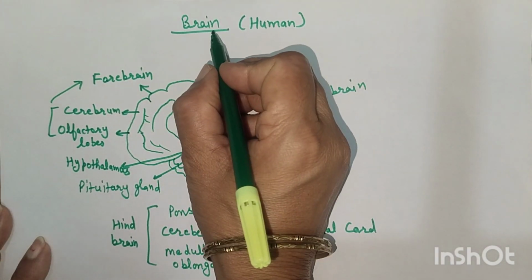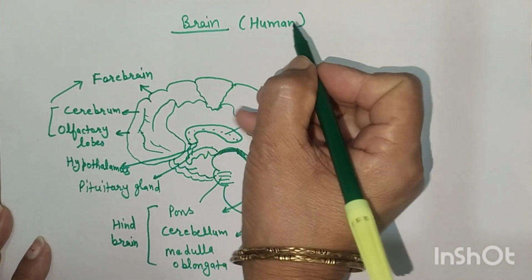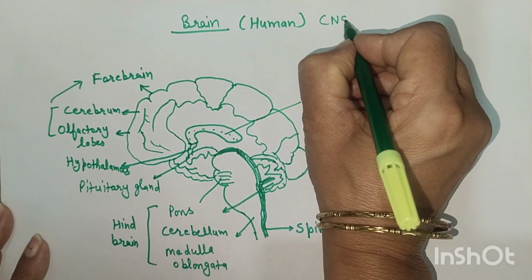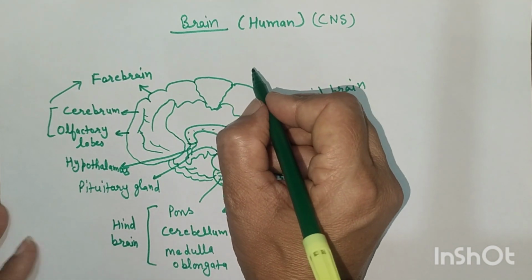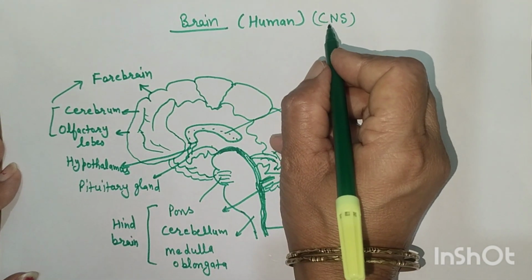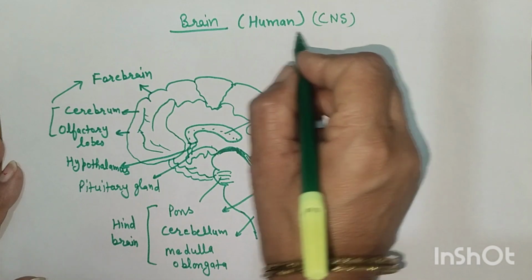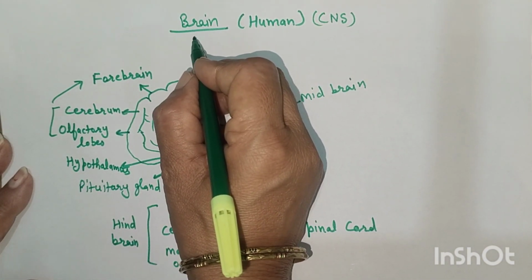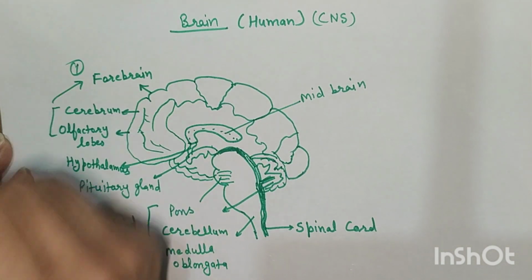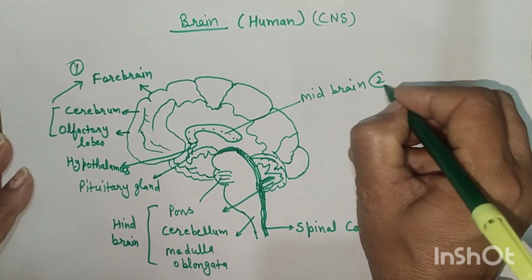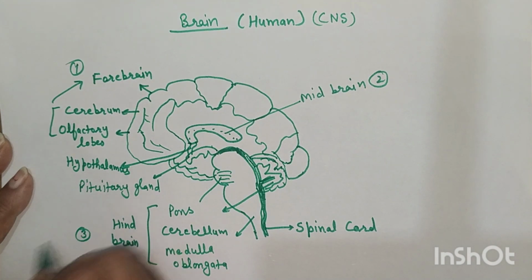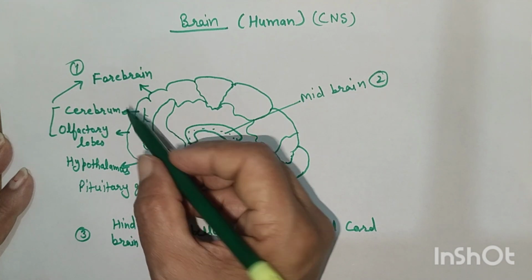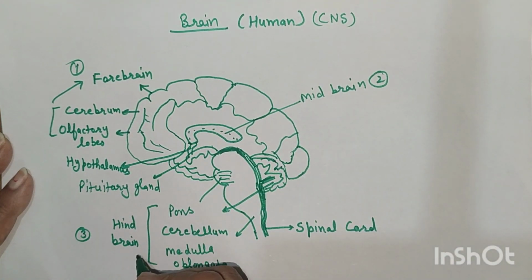Students, today we will discuss the structure of the human brain. It is the main part of the CNS, Central Nervous System. It is the main controlling unit of the body. It consists of three parts: forebrain, midbrain, and hindbrain. These three parts form the brain.